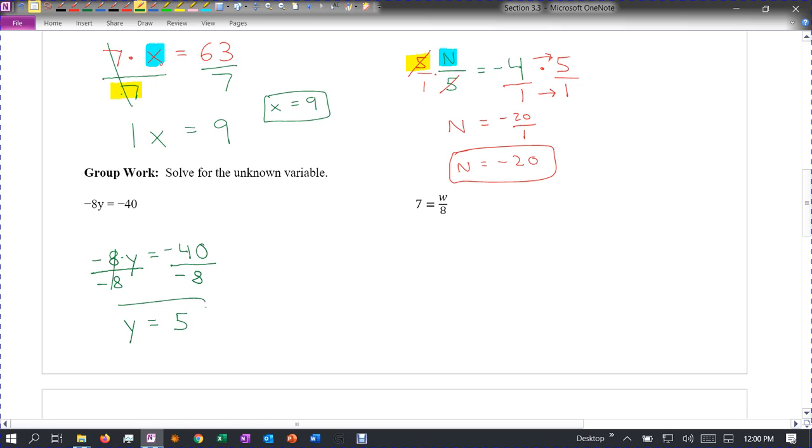Now on the next one, we have 7 equals w over 8. We're trying to get w by itself, so I'm going to multiply both sides by 8 over 1. And these 8's are going to reduce out and just give me a w over here. And then remember, this is like 7 over 1, so you just multiply straight across, and you should just get 56.